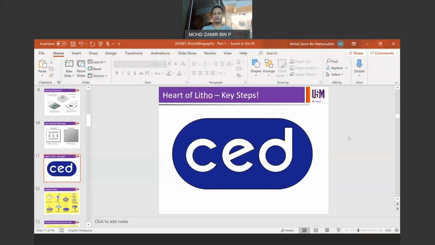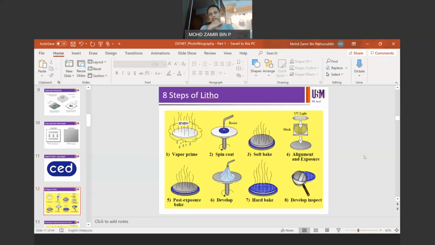So as I said just now, the lithography process is usually called a CED process, where the C belongs to the coating process, E belongs to the exposure process, and D belongs to the development process. The key main categories are CED, or coating, exposure, and development. Even though the key steps are actually three, each of C, E, and D actually has a couple of minor steps in between.